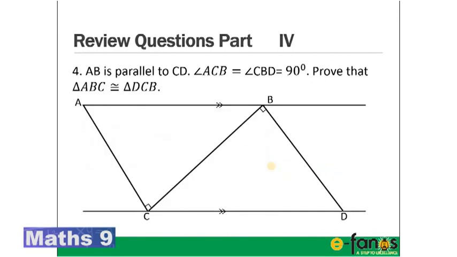4. AB is parallel to CD. Angle ACB is equal to angle CBD, which is 90 degrees. Prove that triangle ABC is congruent to triangle DCB. Pause the video whilst you work it out. Here's the answer. If we label this angle x, then this angle is also x because they're alternate angles. The two triangles have this side in common, which means that they have angle x, this side, and then the right angle in common, so they're congruent by ASA.